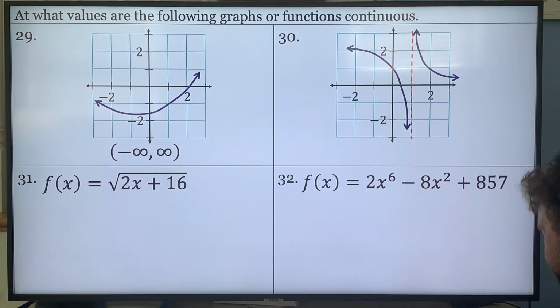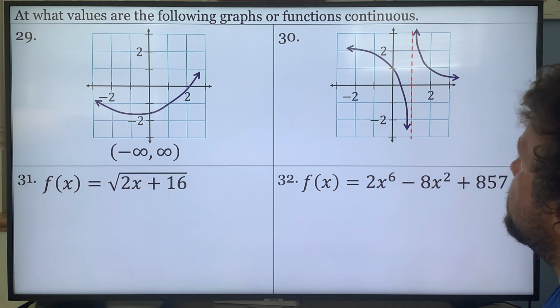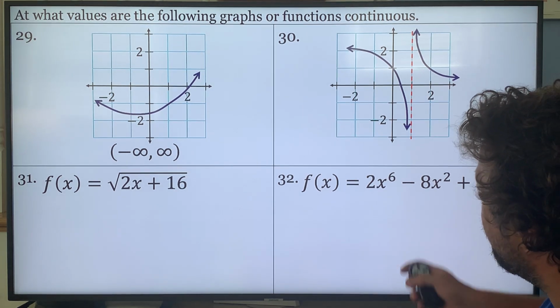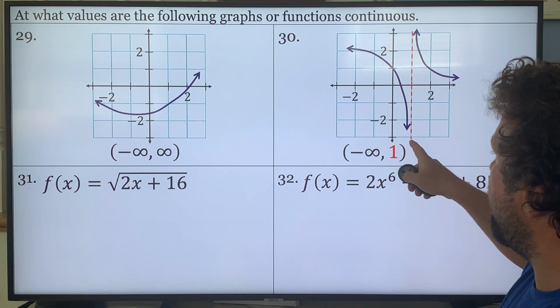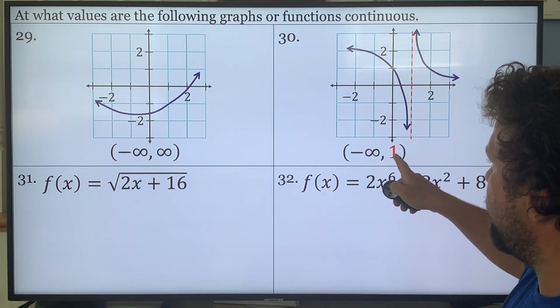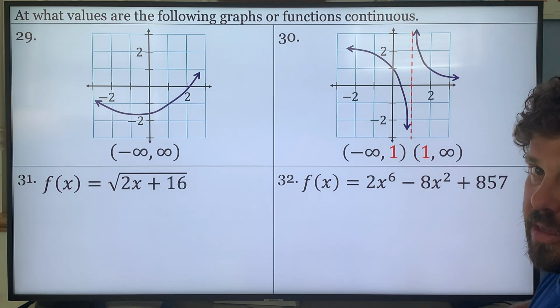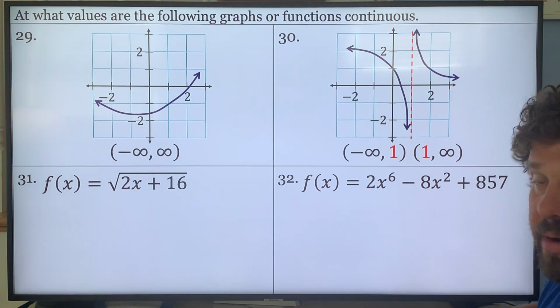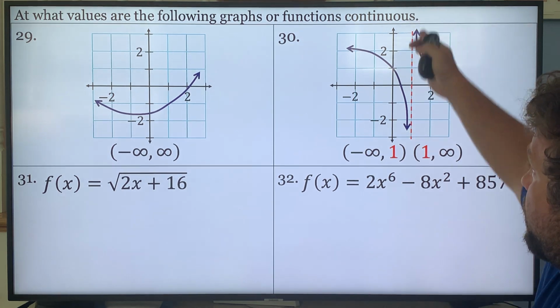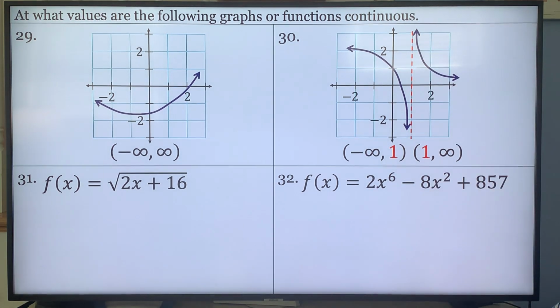All right. 30. Where is the graph for a function continuous? Well, it's continuous everywhere but here at 1. So negative infinity to 1 and 1 to infinity. So x is continuous where x doesn't equal 1. Everywhere but x equals 1. All right, because at 1, you have an asymptote. That's where our graph is broken.